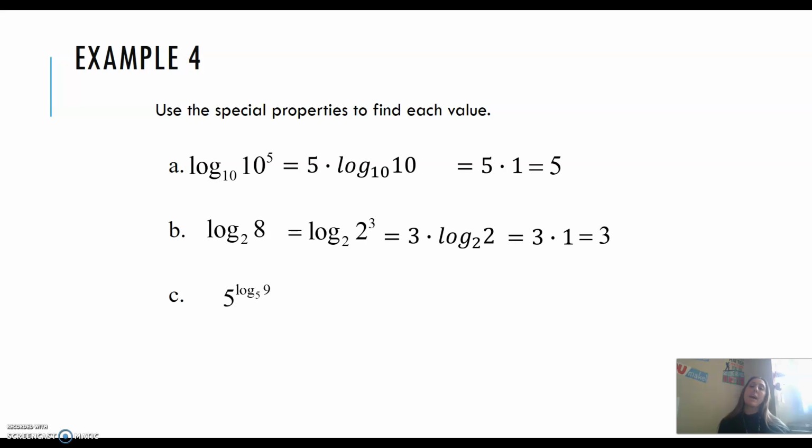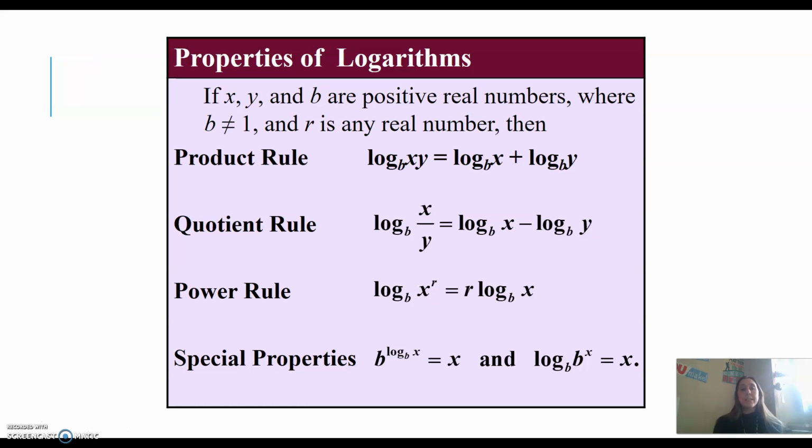All right, we have 5 to the log base 5 of 9. Well, this right here is just going to turn into a 1, and we are left with 9. All right, so make sure you get those in.